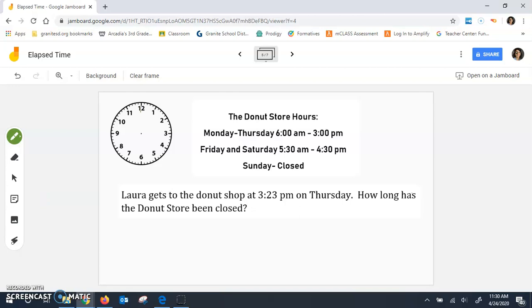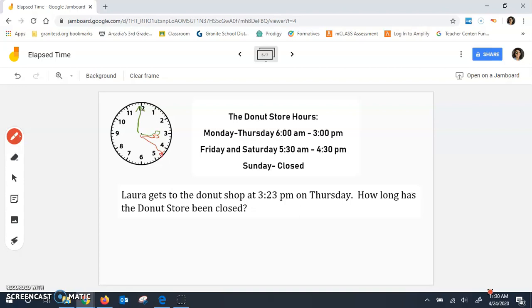So 3 p.m., let's draw that on a clock. And if you have a clock there in your house, you can use it to help you out. Maybe visualize it. Digital clocks, not so much, but these analog clocks would be the best. So I'm changing colors here because it says she gets to the donut store at 3, that's my hour, 23, right there.